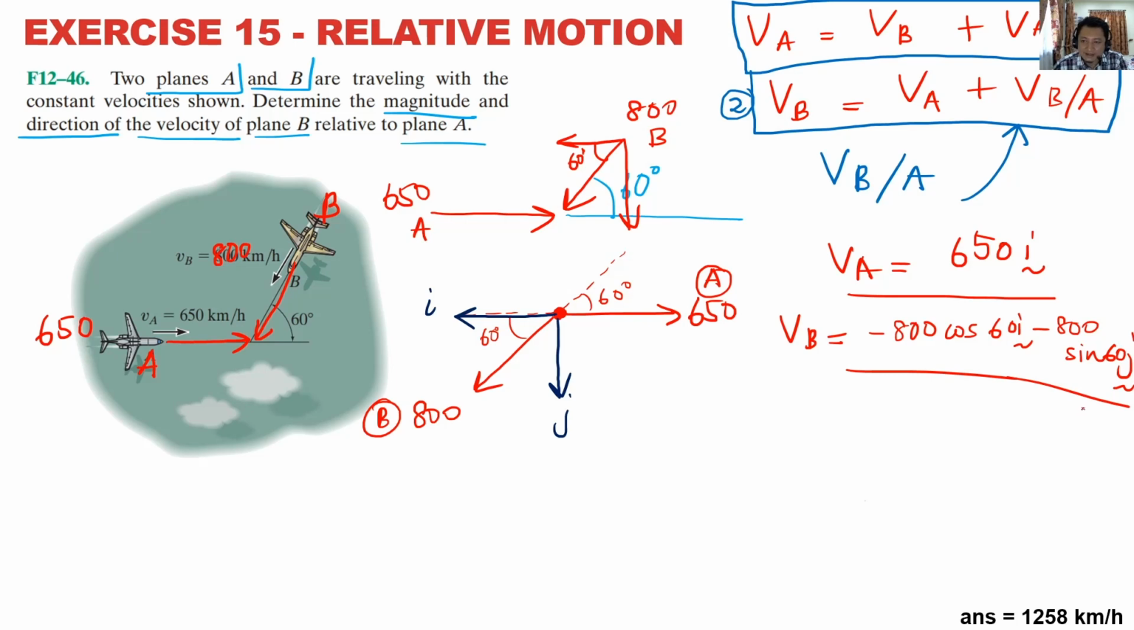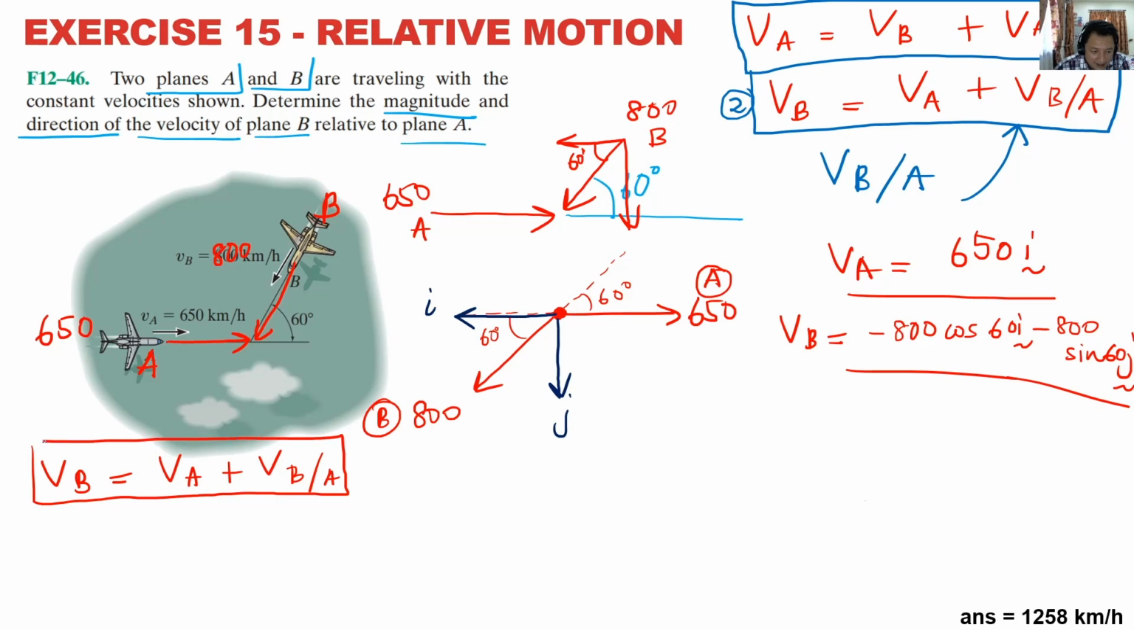There's not enough space. Okay, let's do it properly. The formula: VB equals VA plus VB over A. There you go. VB is how much? It's long to write. Negative 800 cos 60i minus 800 sin 60j equals VA, how much?